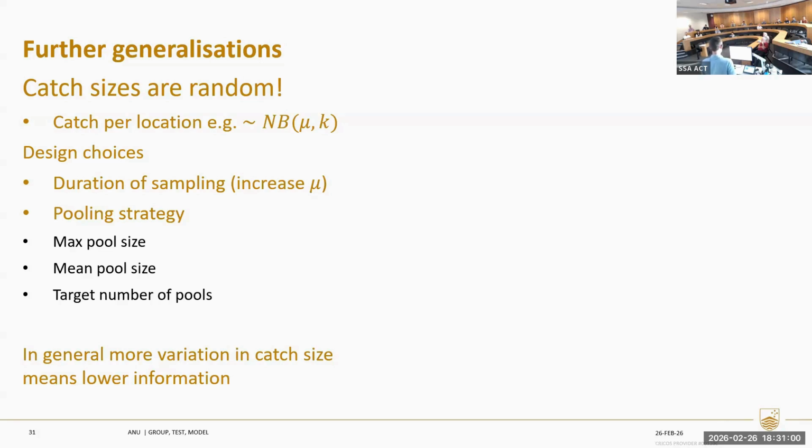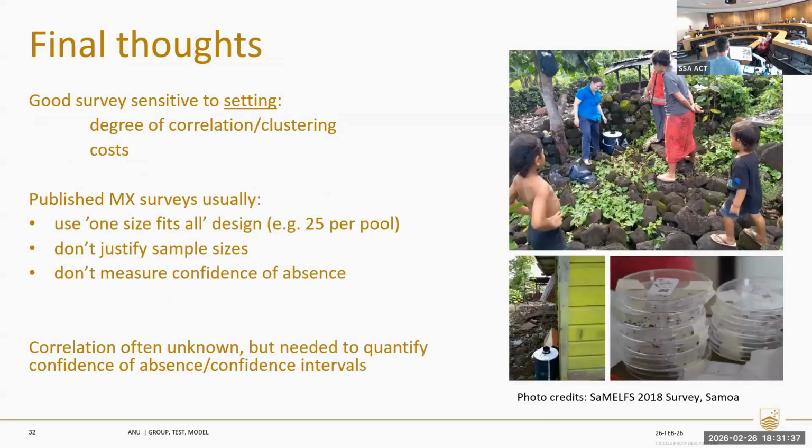I'm still working on this area a little bit, but in general, it appears that more variation in catch size means less information. If on average you're getting, say, 30 mosquitoes from your location, but you're getting a lot from some and almost nothing from others, the marginal information you get from lots of mosquitoes here doesn't outweigh the loss of information from the few mosquitoes there. So generally, you get even less information from this. So you need to inflate your sample size calculations a bit more if you're taking into account the fact that you have varying catch sizes.